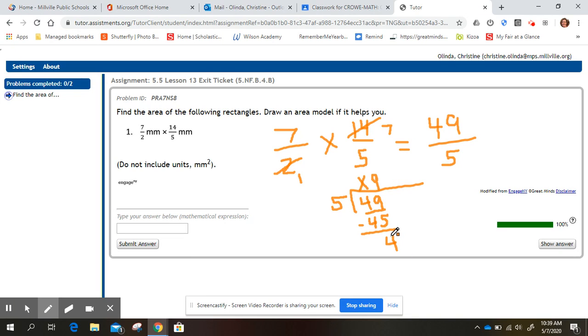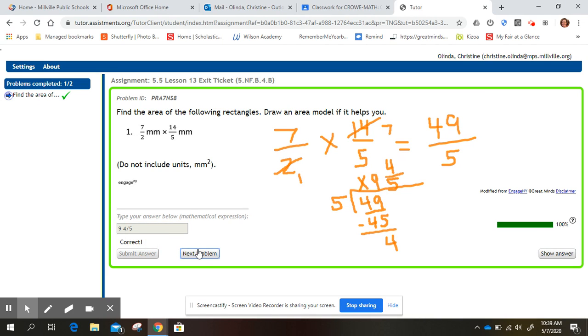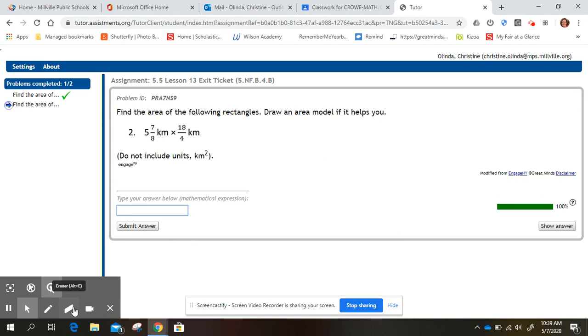Now I have to write this as a fraction. The remainder, the 4, is my numerator. And the denominator is the divisor, or the same denominator I had before, 4 fifths. So my answer is 9 and 4 fifths. And so I'll type here 9 space 4 fifths. And I'll hit submit. And I got that correct. And we go to the next problem.